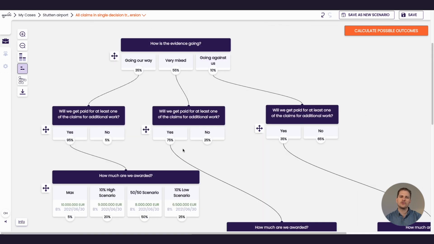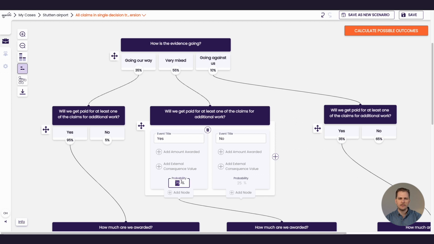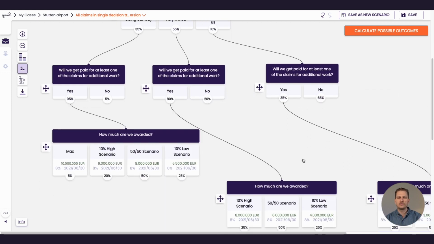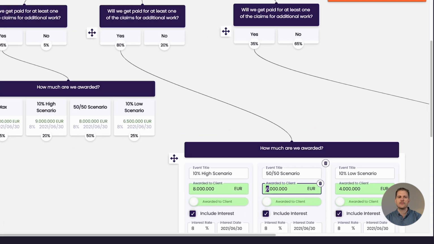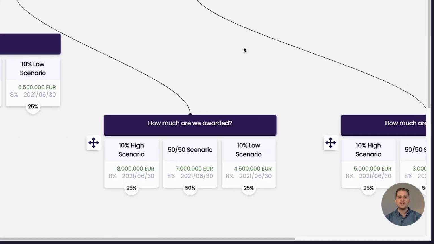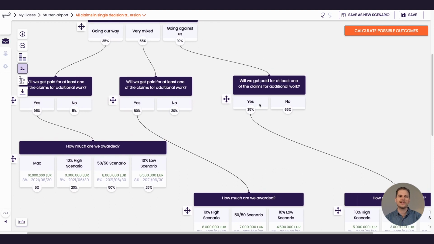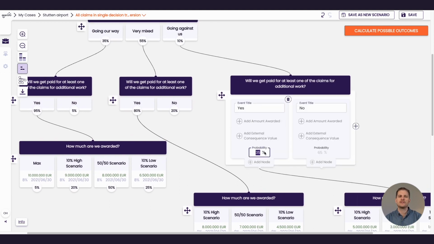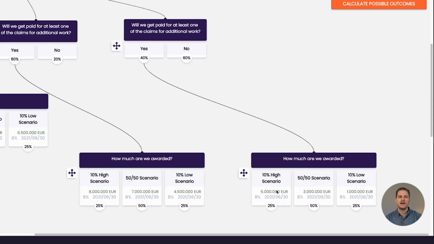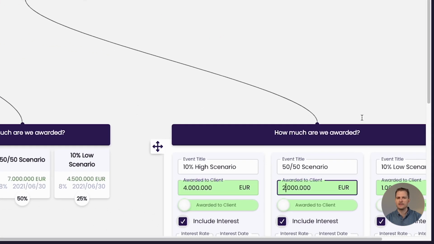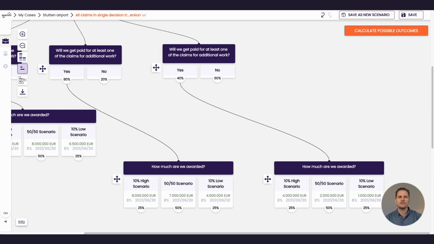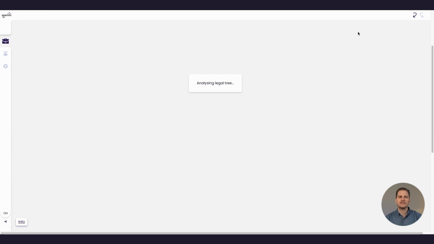Next, we move to the prognosis for the scenario where the evidence is very mixed. Now, with the weak claims removed, we increase the chances of winning at least one claim by 5% and also adjust the amount we could win now that we have removed the weaker claims. Finally, we go to the going against us scenario and increase the probability here by 5% and the amount, the quantum, accordingly. Now we have completely removed several of the claims totaling 1.6 million. The full claim amount is now 10 million.